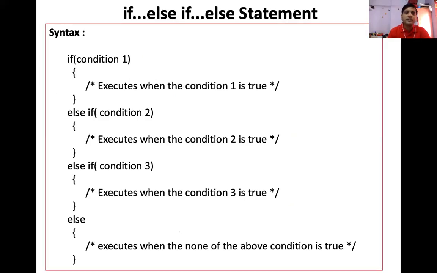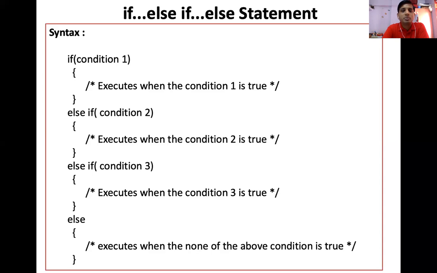The next one is the if else if ladder. It is known as the if else if ladder, or if else if statement. In the if else if statement, we have somewhat modified the else part also. If the first condition is false, we want to check the second condition. If the second is false, we want to check the third condition. If the third is false, we want to check the fourth condition, and like that.